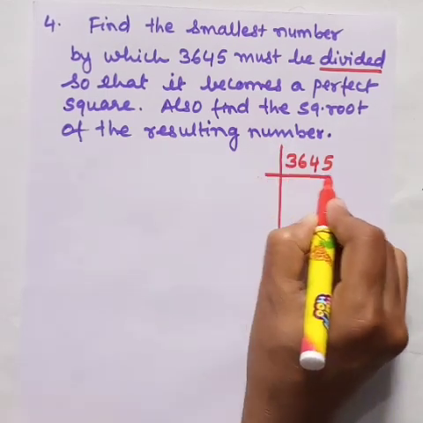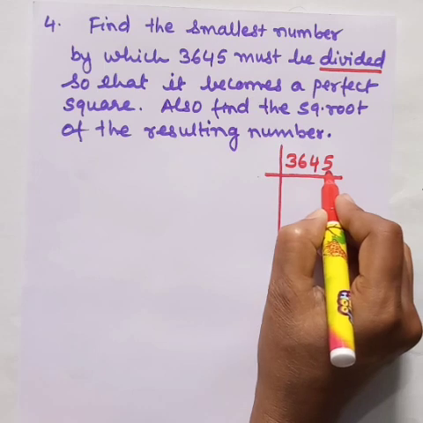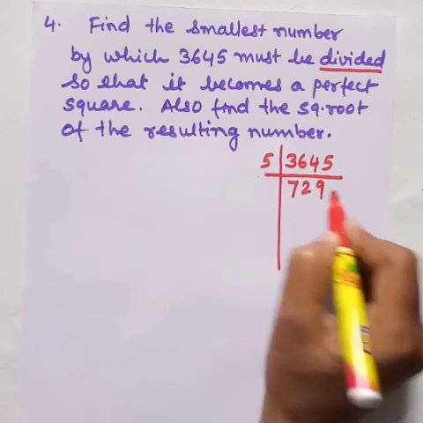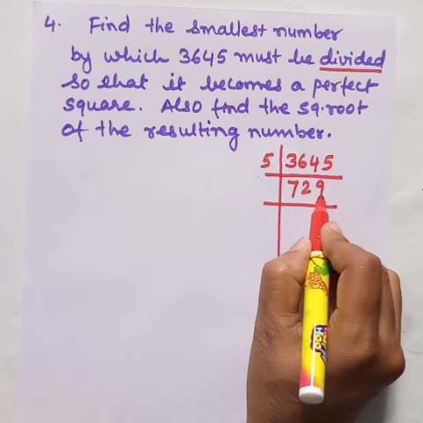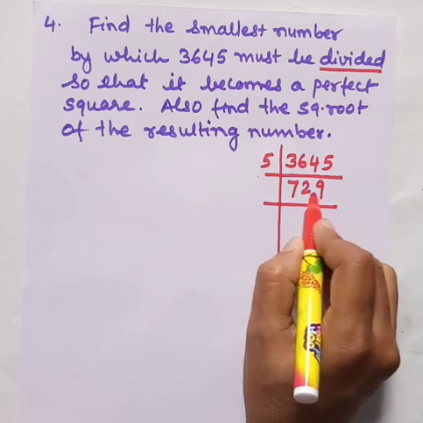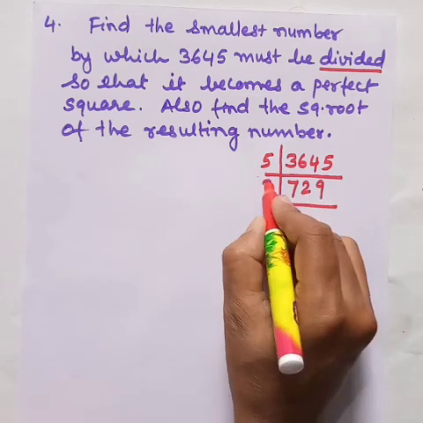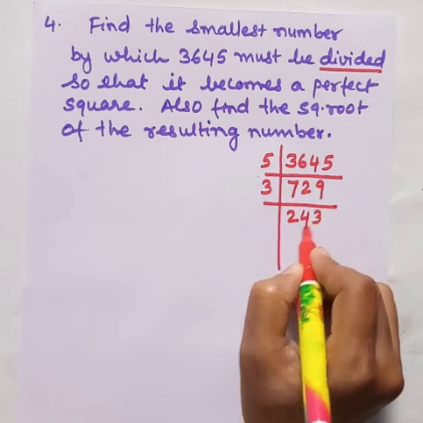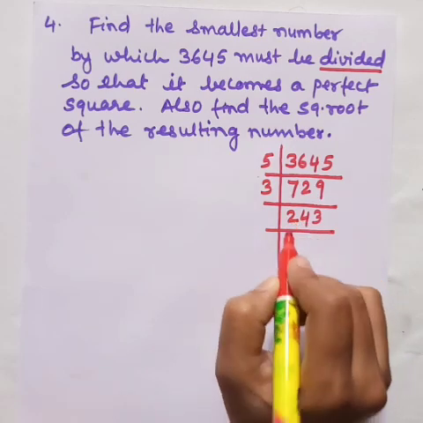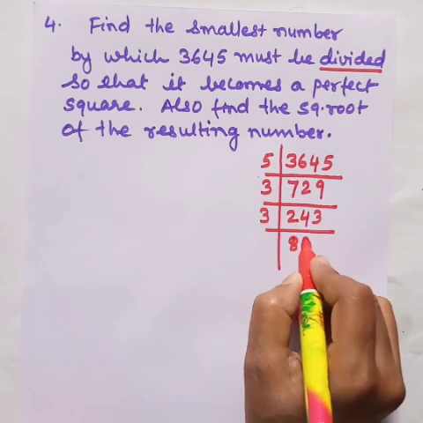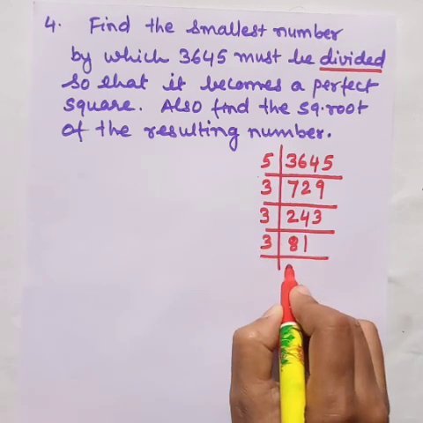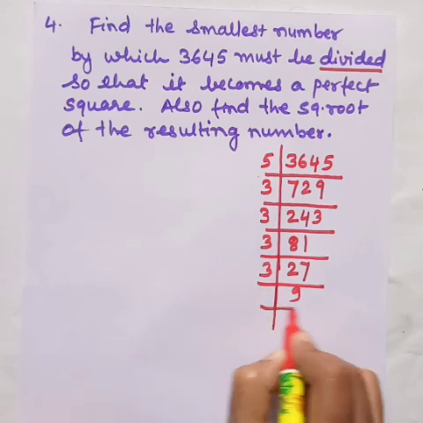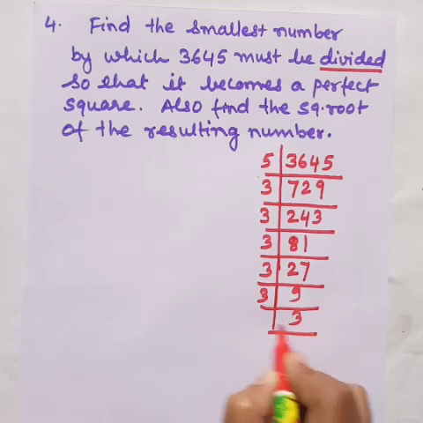3645. Okay, so 5 at the ones place, so start with 5. 5 7s are 35, 5 2s are 10, 5 9s are 45. Now see here, 9 and 72, that means either 9 or 3. So 9 is not the prime factor, so 3. See, 7 plus 2, 9, 9, 18, so that's why. 3 2s are 6, 3 4s are 12, 3 3s are 9. Now see, 243, 7 into 9, so again 3. 3 8s are 24, 3 1s are 3. 3 2s are 6, 3 7s are 21. Then 3 9s are 27, then 3 3s are 9, and then 3 1s are 3.